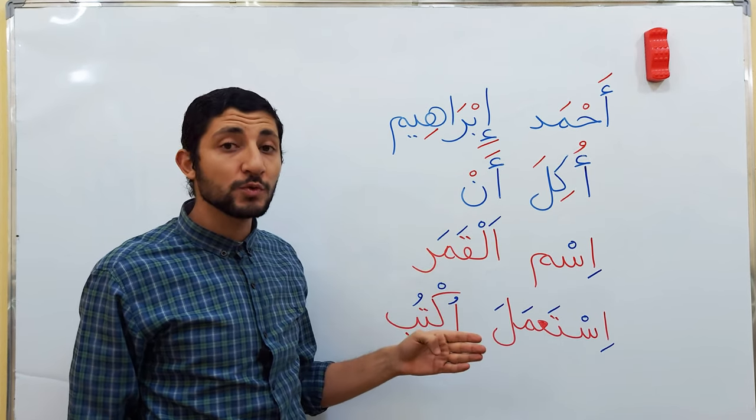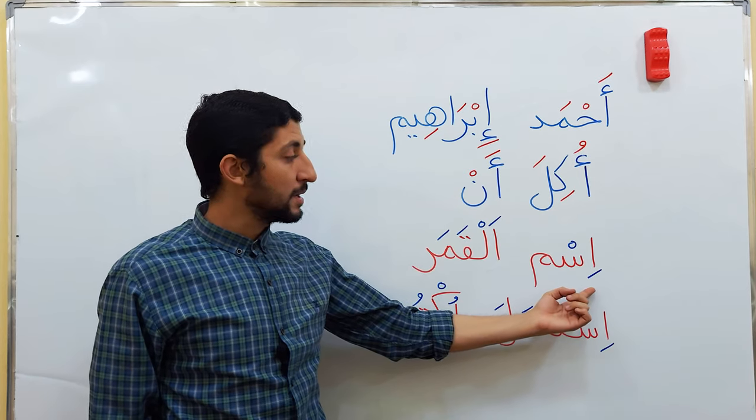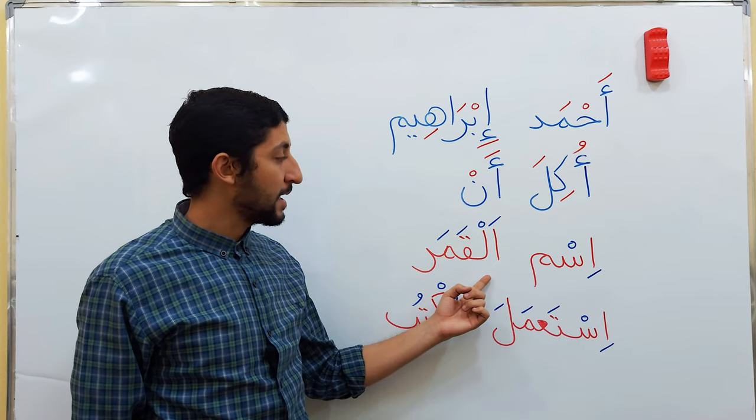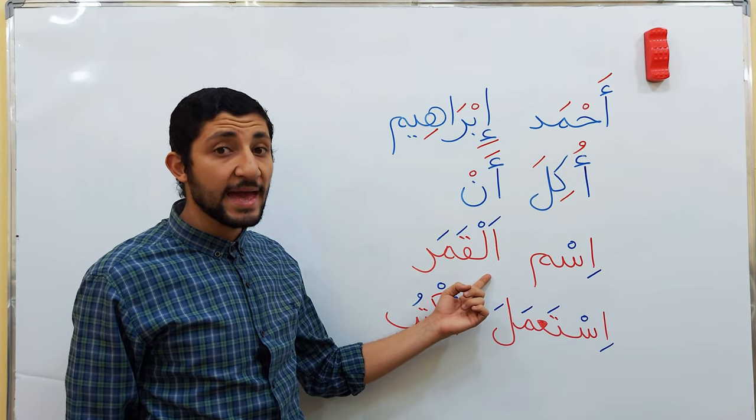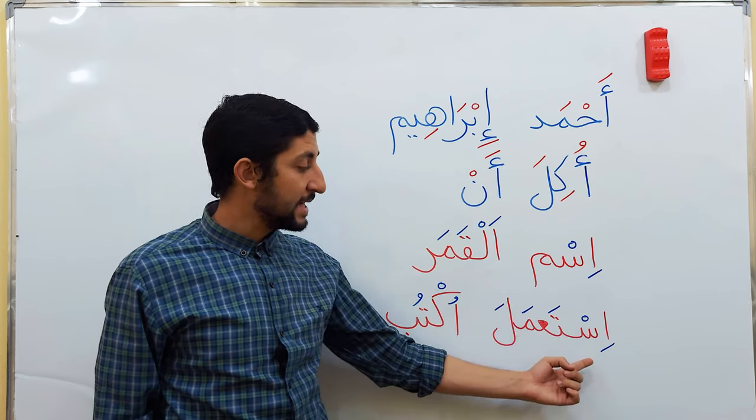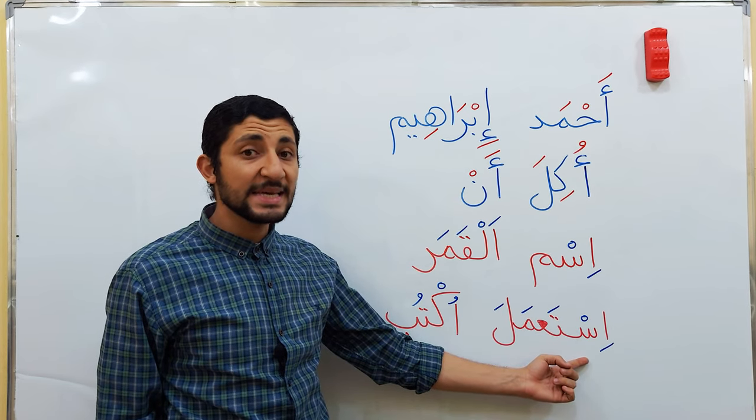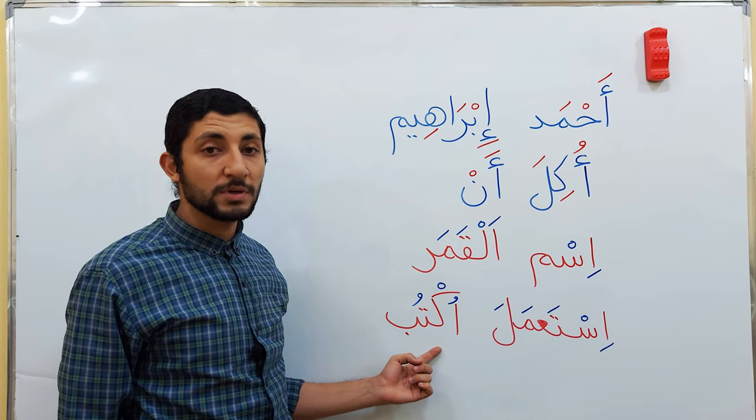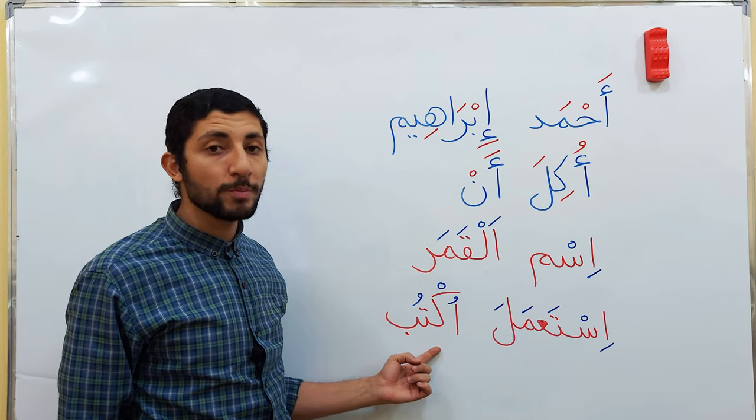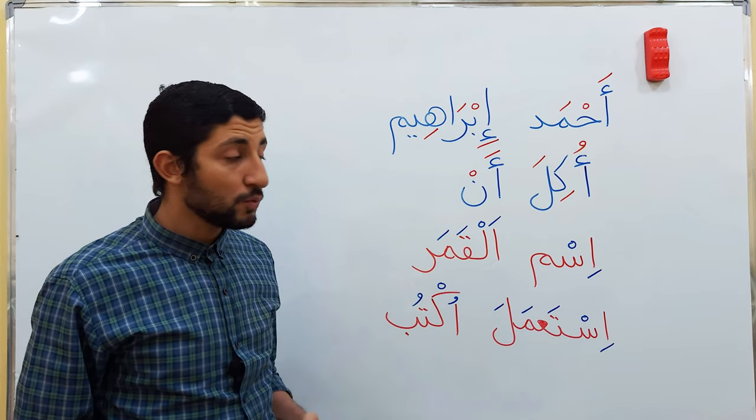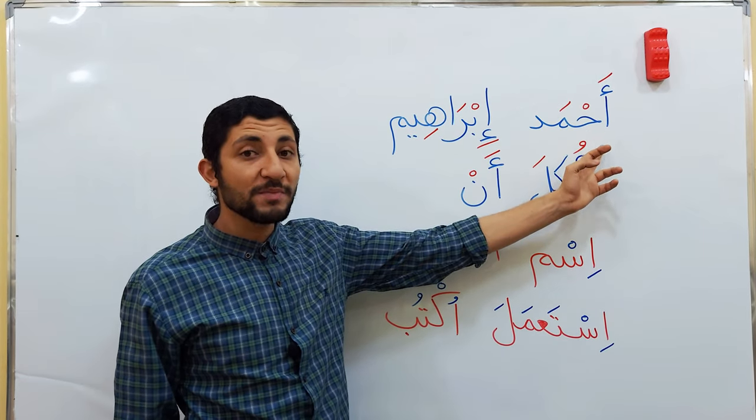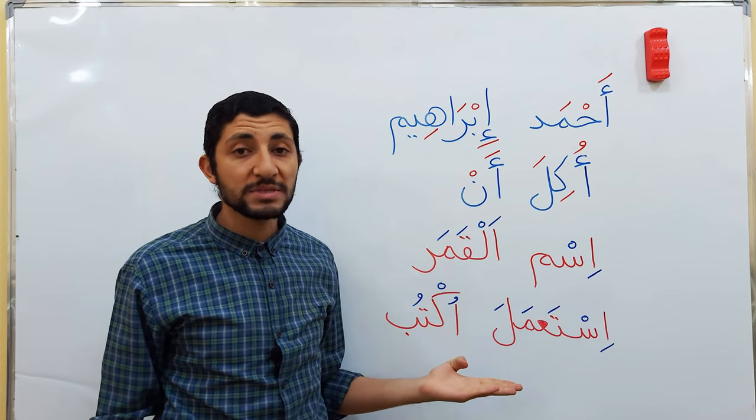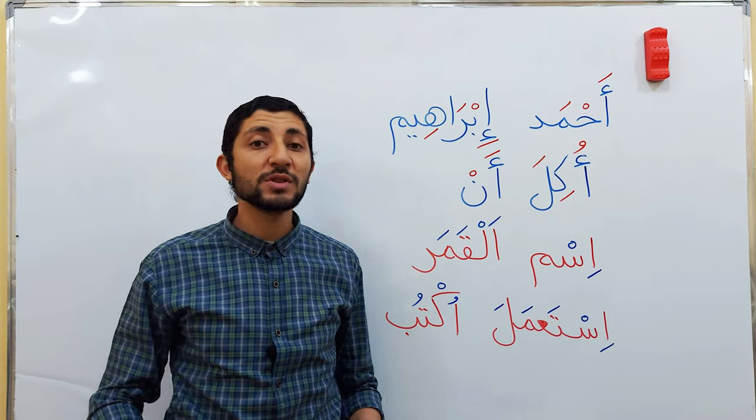Okay, let's now move to Hamzatul Wasl. Ism. Al-Qamar. Istamala. Uktub. Okay, as we can see, whenever we start reading from the alif itself, whether it's hamzatu qat' or hamzatu wasl, in both cases it will be obvious.